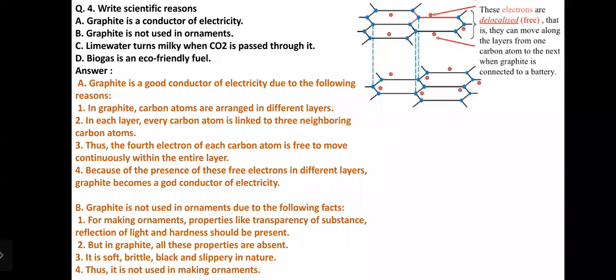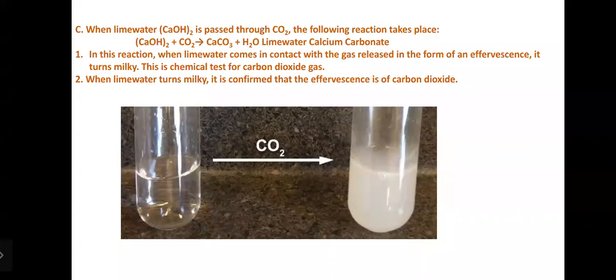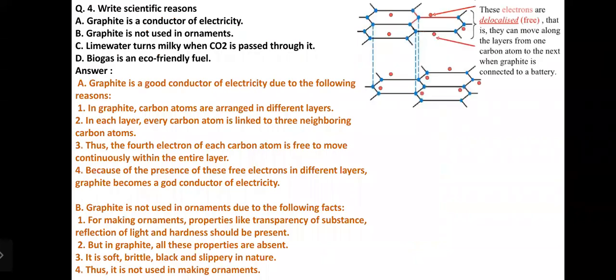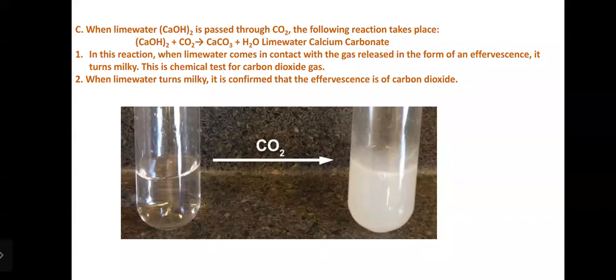The next question is, when lime water Ca(OH)2 is passed through CO2, the following reaction takes place. Lime water turns milky when CO2 passes through it. Now the question is, why does lime water become milky when CO2 passes through it? When carbon dioxide passes through lime water, it becomes milky. Why does this happen? It is because of the reason given here. When lime water Ca(OH)2 is passed through CO2, the following reaction takes place: Ca(OH)2 plus CO2 gives CaCO3 plus H2O.